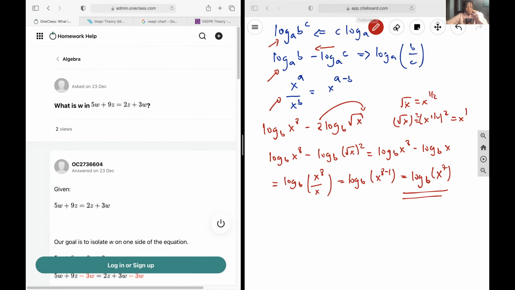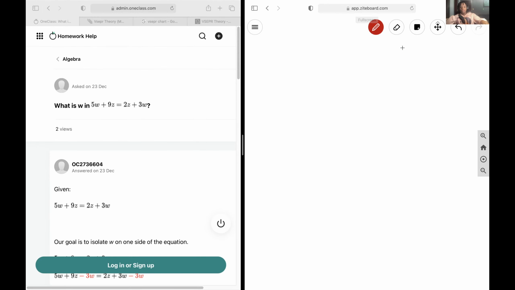Okay, next up, we would like to solve for w in this. So we have 5w plus 9z is 2z plus 3w. Solve for w means we want w on one side of the equation and everything else on the other side of the equation, so we can say w is equal to something that doesn't include any w's. So first up, we can start by subtracting 3w, sorry, from both sides.